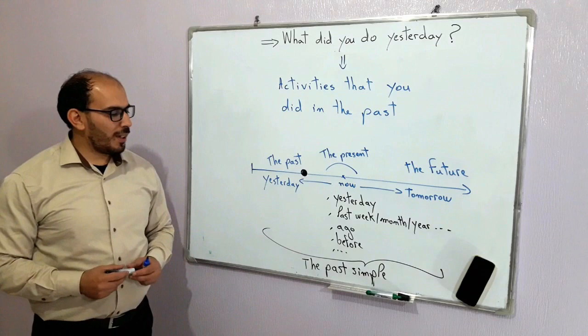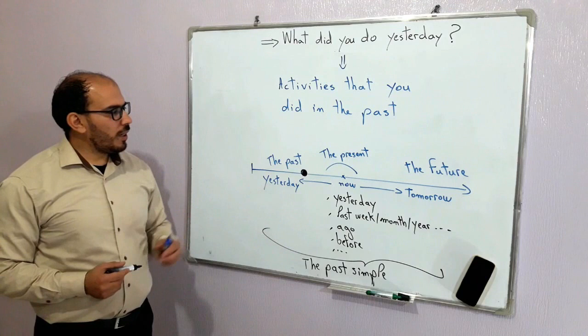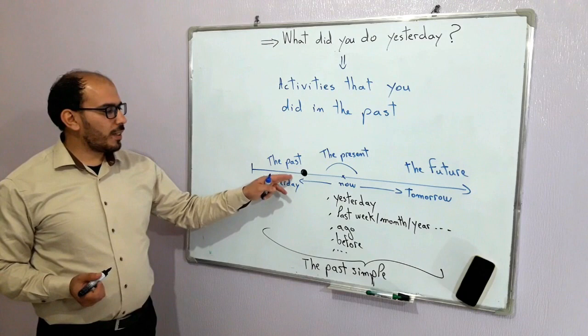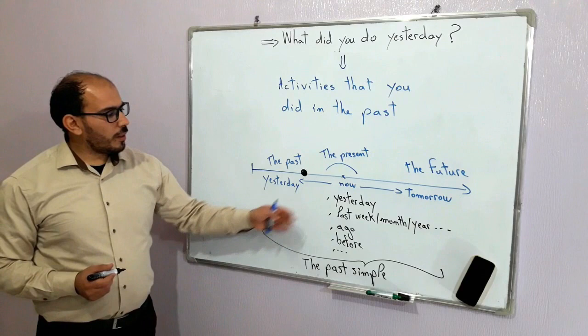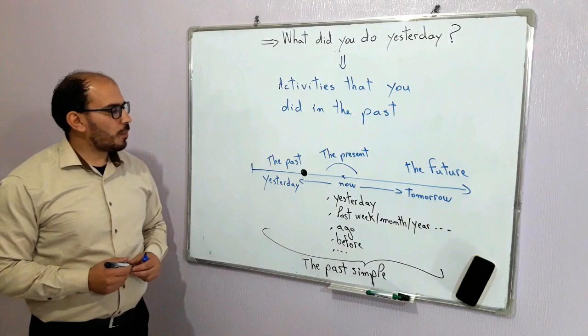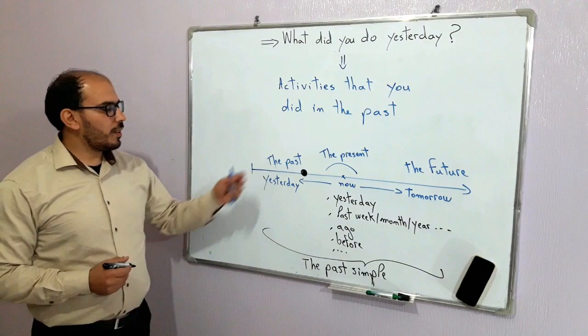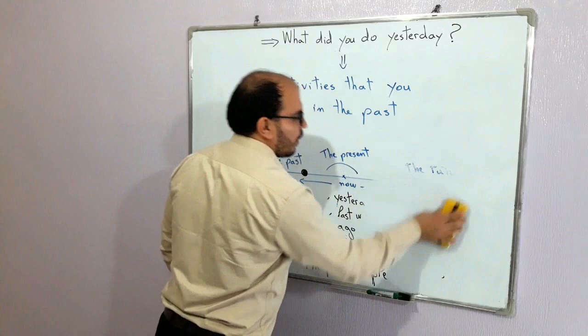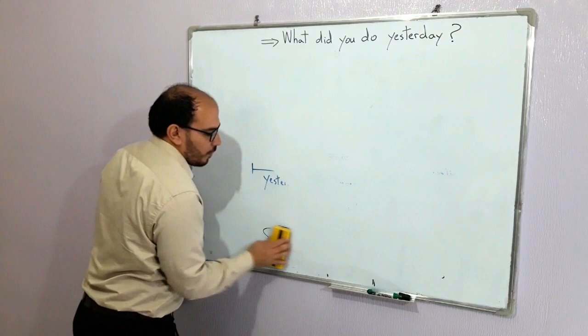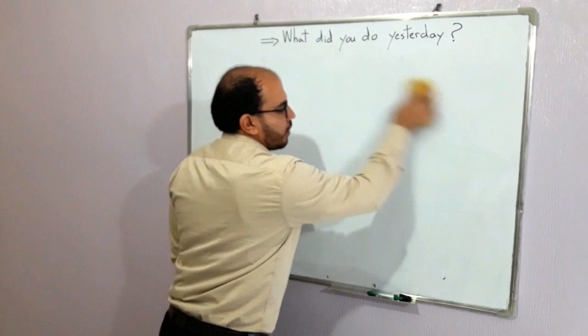Right, so the lesson of today is the past simple. And for the meaning, I think it's clear now. The past simple is used to speak about certain activities that took place in the past and finished in the past. And these are certain keywords or time markers used to express this kind of time when we want to speak about these activities. For more details about the verb form when we use it in this kind of activities, let's have the following examples.